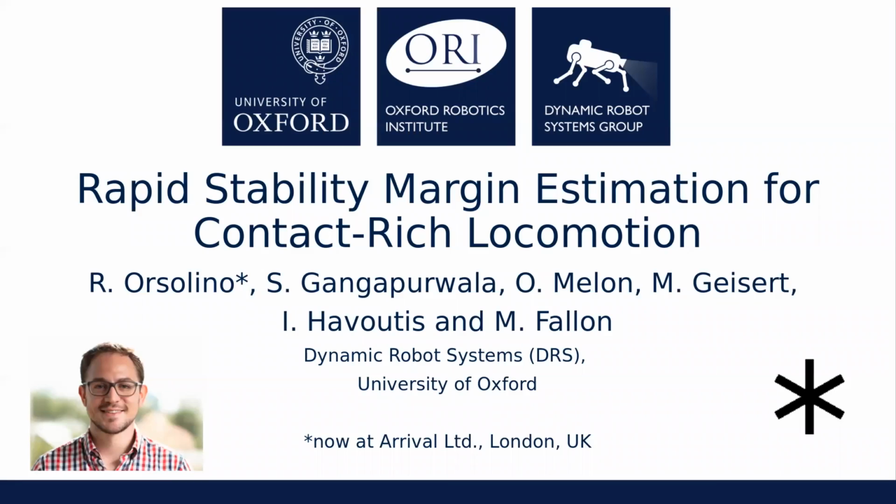Hello everyone. Today I'm going to present a work that I've developed during my time at the Dynamic Robot Systems group at the University of Oxford. The goal of this work was to enable dynamic locomotion of quadruped robots on non-coplanar surfaces.